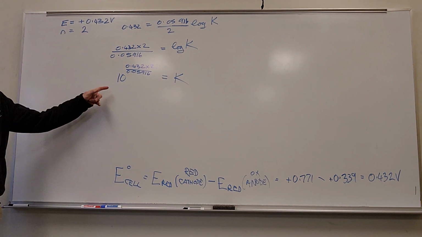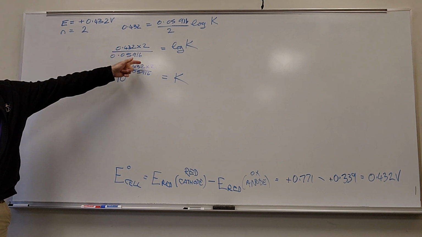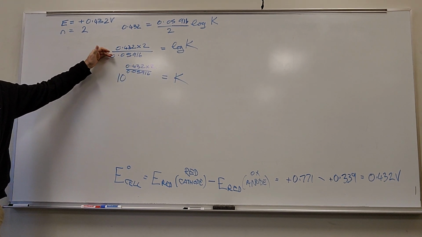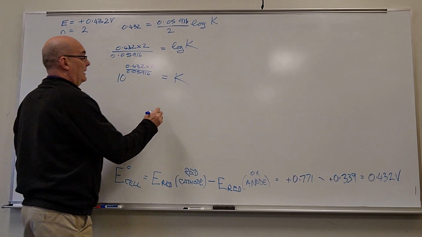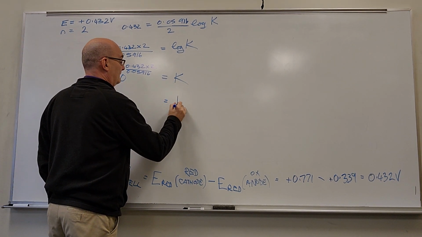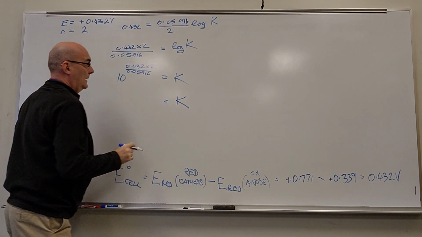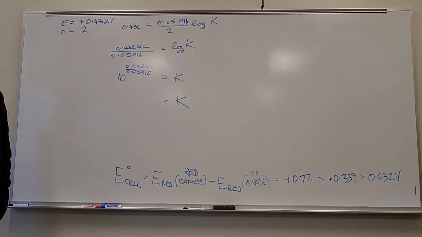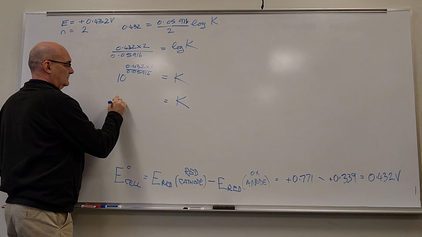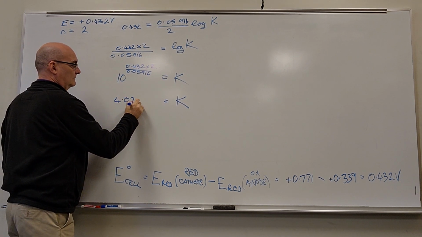I would not raise it to the power and then squeeze all of those numbers in. I would find this as a number first and then just put it up there. And you come up with a number? 4.02 times 10 to the, not negative, to the 14.